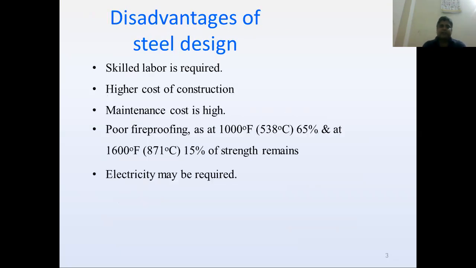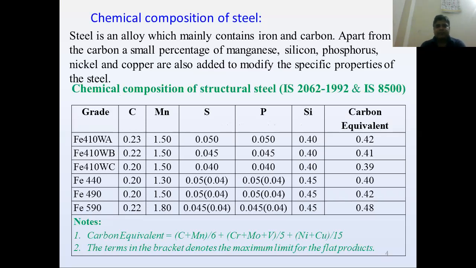Now, disadvantages of steel structure: skilled labor is required, higher cost of construction, maintenance cost is high, fireproofing is needed. At 1000 degrees Fahrenheit, that is 538 degrees C, 60% of strength remains, and at 1600 degrees Fahrenheit, 871 degrees C, 15% of strength remains. Electricity may be required.